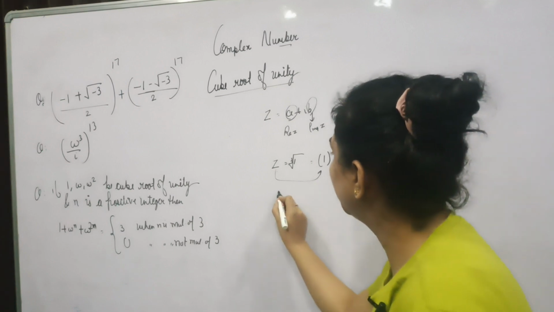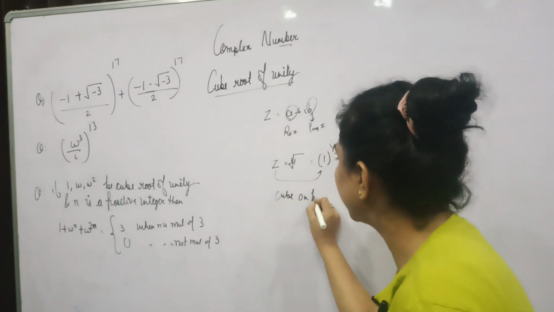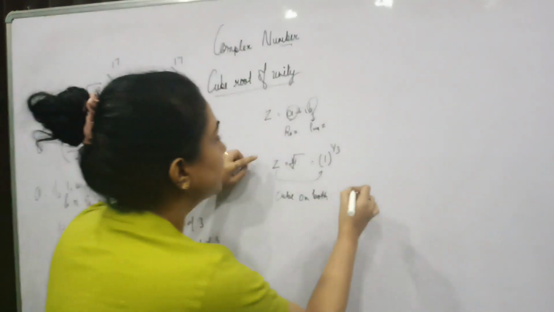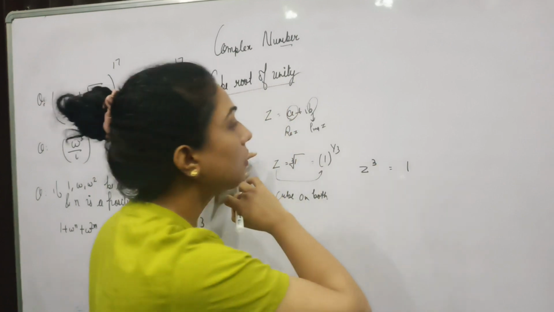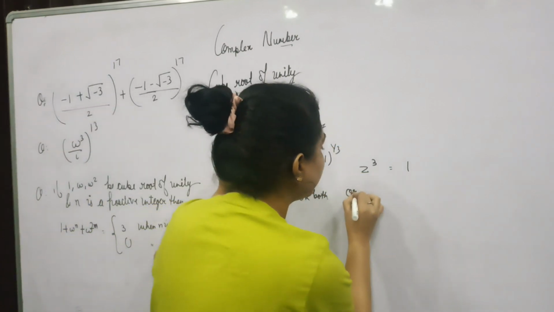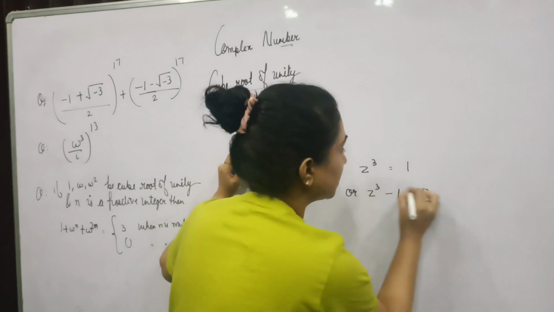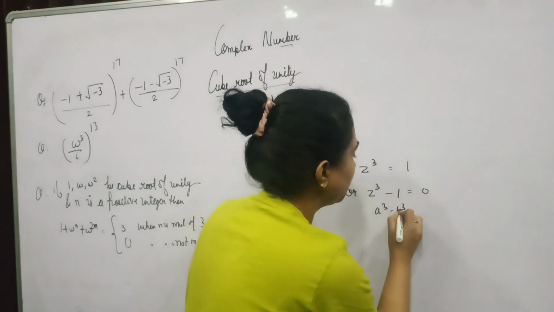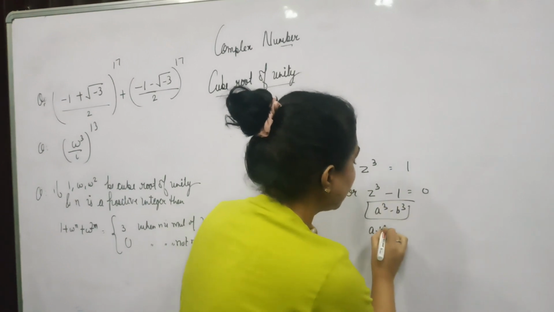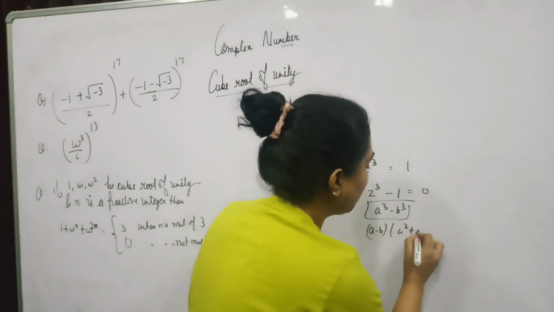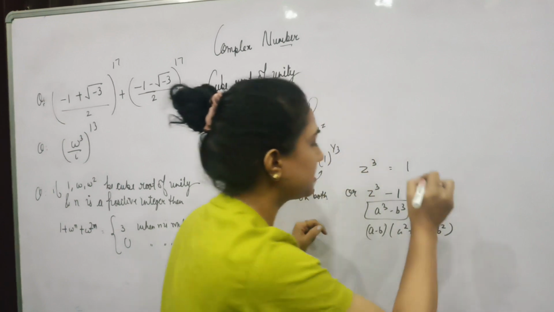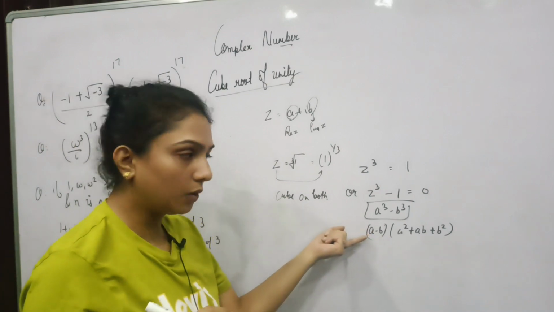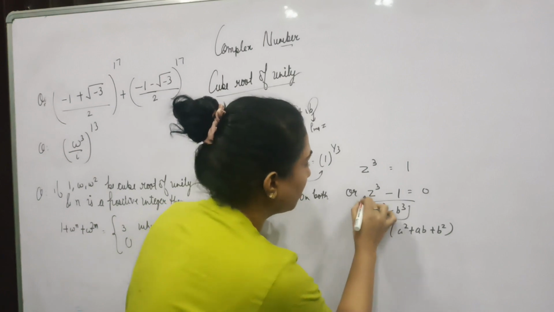Now we will cube it on both sides. When we cube it on both the sides, we get z cube is equal to 1, or we can write it as z cube minus 1 is equal to 0. Do you know this formula? This is the a cube minus b cube formula, which we can write as a minus b, a square plus ab plus b square. This is the basic formula you can use. I hope you studied it in algebra.